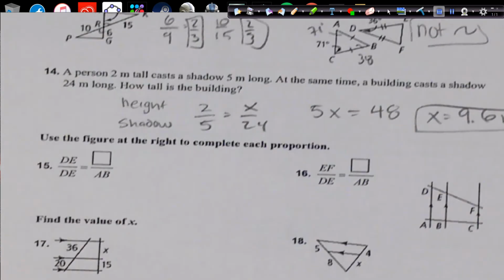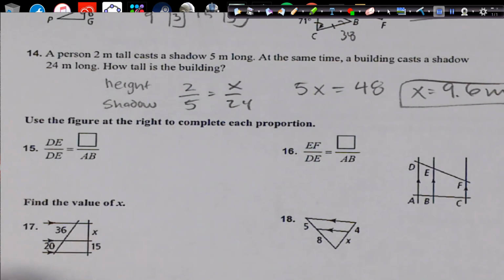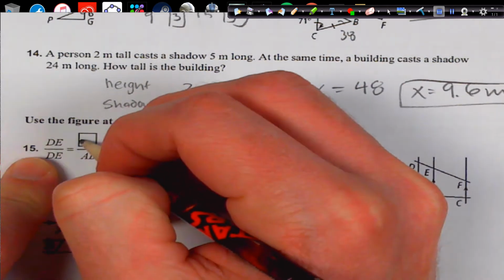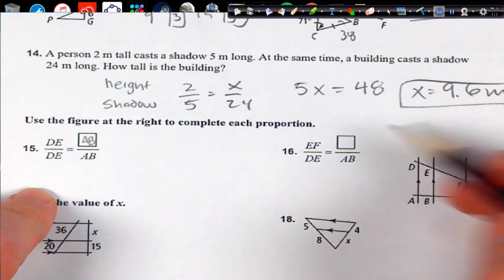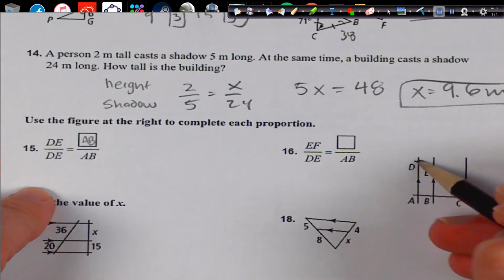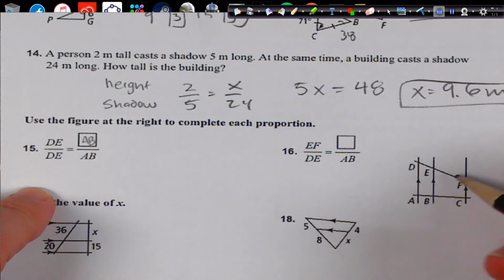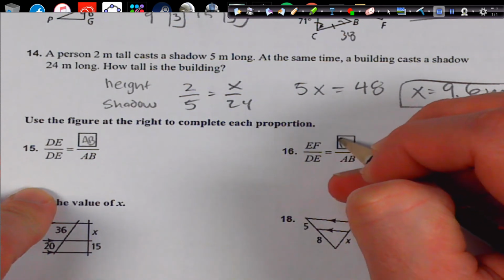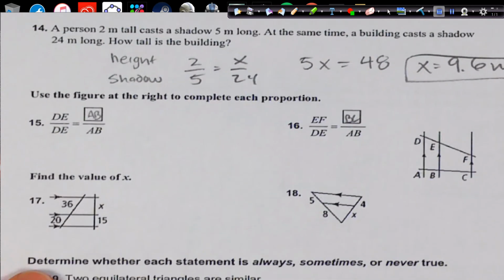Okay. Number 15 is going to use this picture here. DE over DE is going to be equal to AB over AB. That one is kind of a silly one. EF to DE is AB. It's going to be what matches with EF, which is BC. Okay, find the value of x.